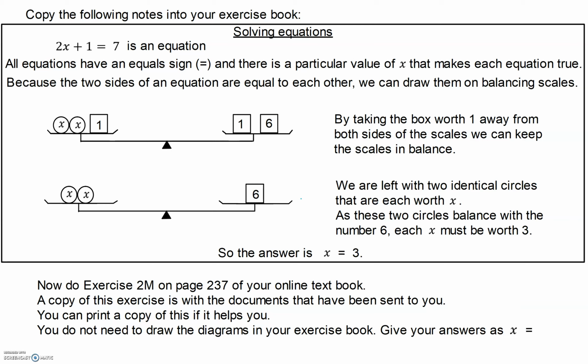And then at the bottom of the page, there is an exercise in your textbook that you can do. I've made a copy of this because some of you may like to print it out so that you can cross things off. You don't have to do that, but you may like to if it helps you. You don't need to draw the diagrams in your exercise book. You do need to give your answers, just as x equals. You can check your answers from the answer book. If you get any of them wrong, then go back and have a look at how you have taken things away from both sides of your scales and whether you've accidentally taken something from one side that you couldn't take from the other side. If you've got any questions on this, then you need to just contact your teacher.